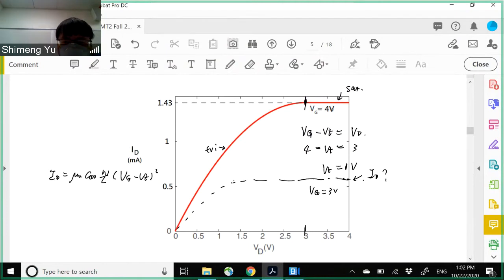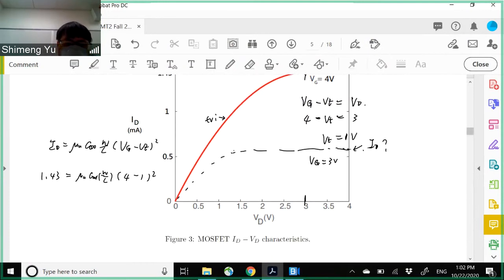And then from this Vg equals 4 volts, you have the 1.43 milliamp, and mu n C_ox W over L. So Vg minus Vt is 4 minus Vt, we just got it, 1. So you have this one. Now we want to know what is the current when the Vg becomes 3 volts, so it still is like 3 minus 1.